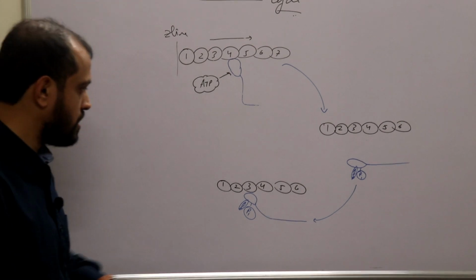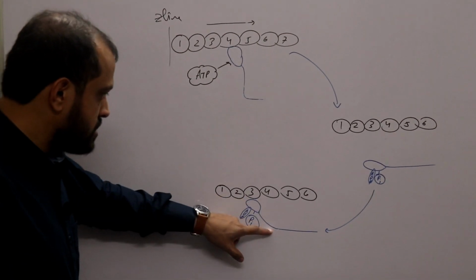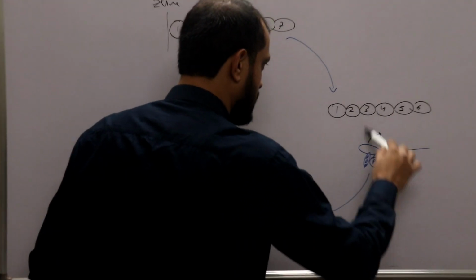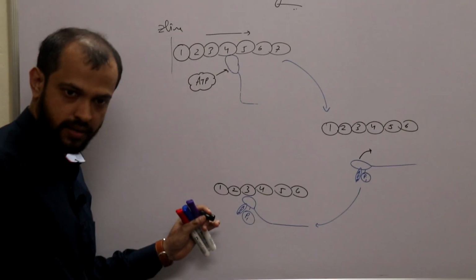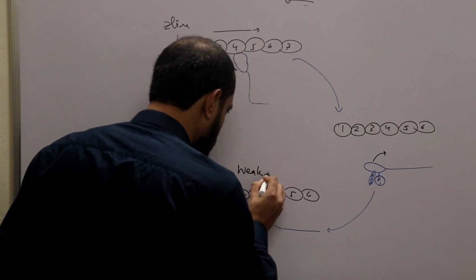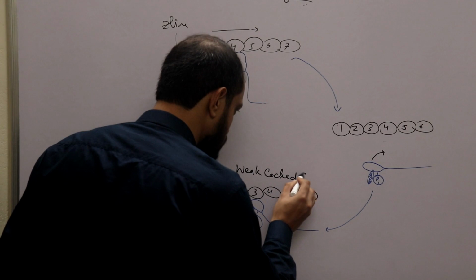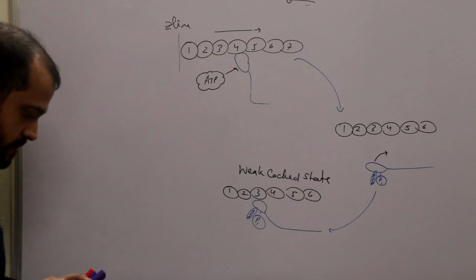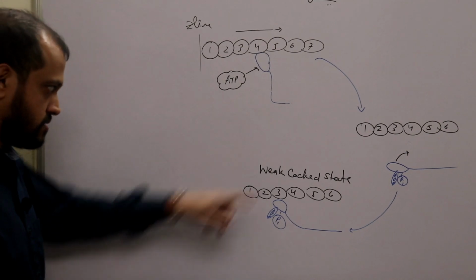After a few seconds, what will happen is this myosin will again go up and catch the third actin in place. This is called the weak cross-bridge state. This is called the weak cross-bridge state.